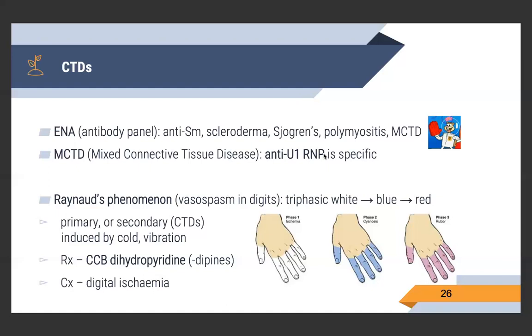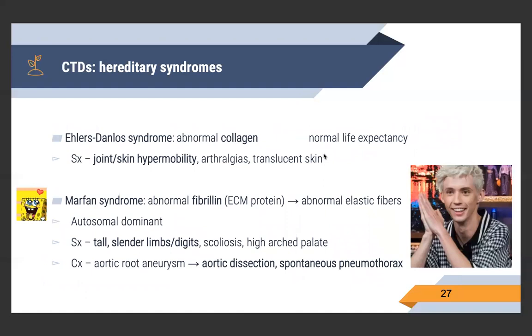Hereditary, so this is not too important, but Ehlers-Danlos is when you have collagen abnormalities. There are a lot of different types. Most of them have normal life expectancy. If you have the vascular form, then you can get aortic dissection and pneumothoraces, and it's not a good time. Otherwise, you just get joint and skin hypermobility, fun party tricks. I have a friend who has this condition.